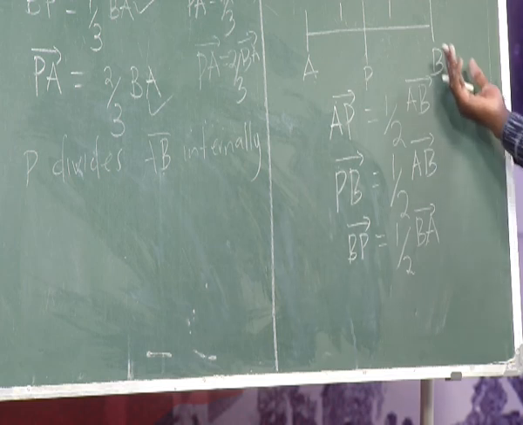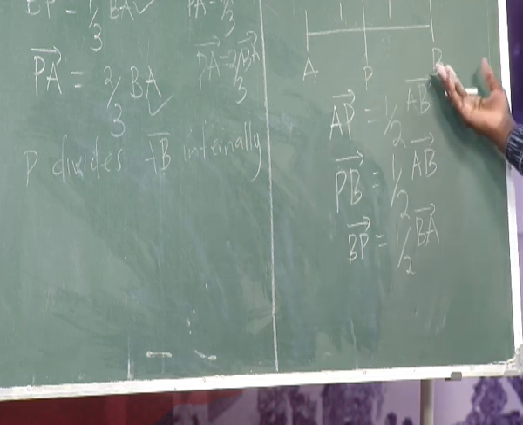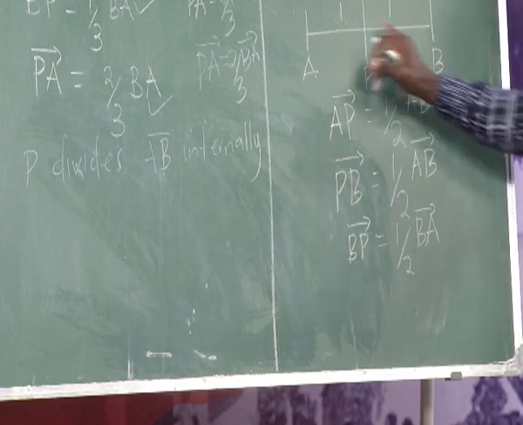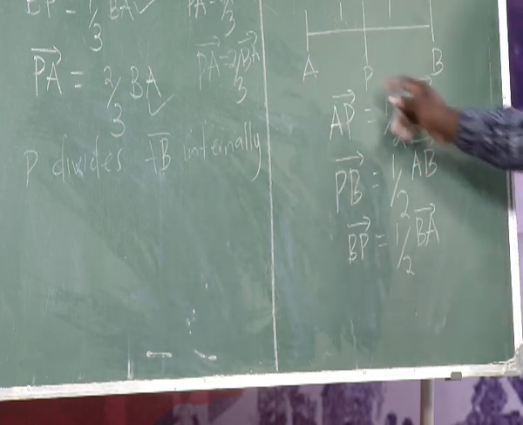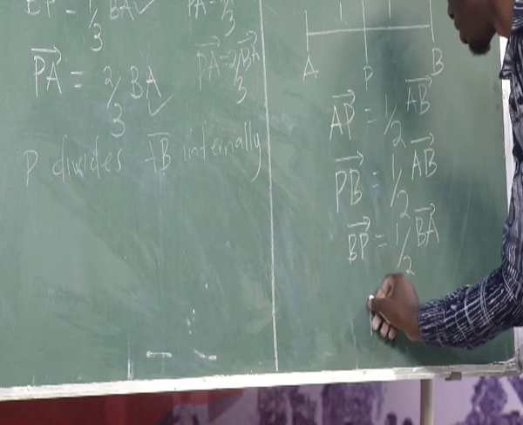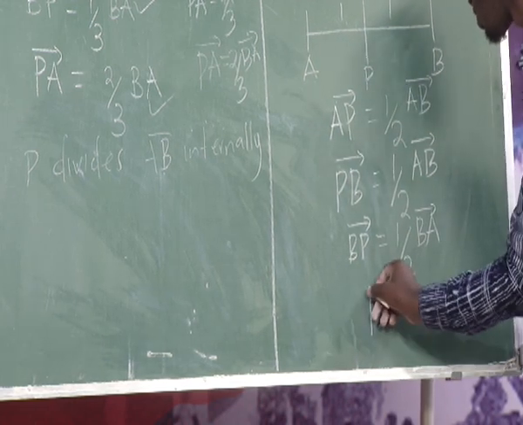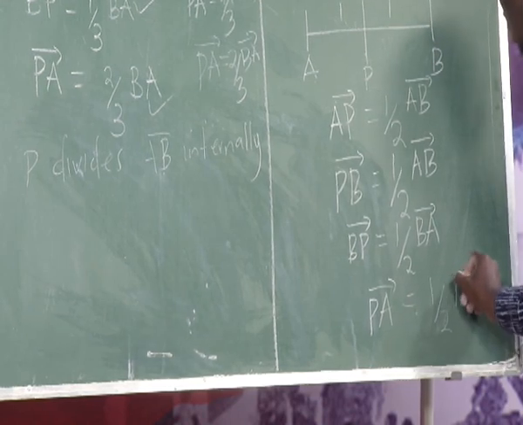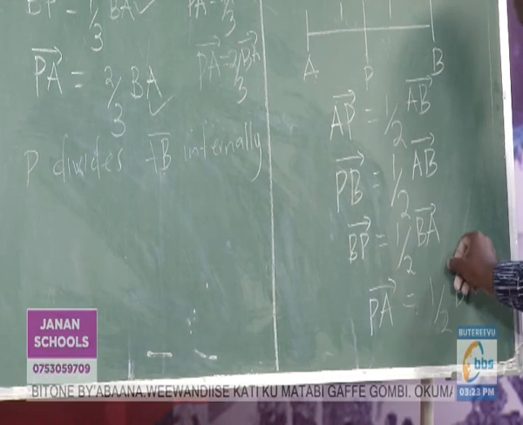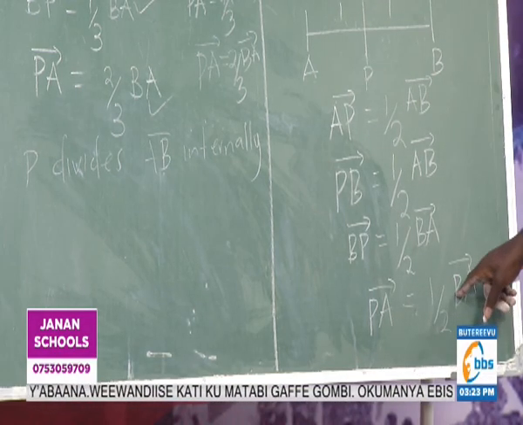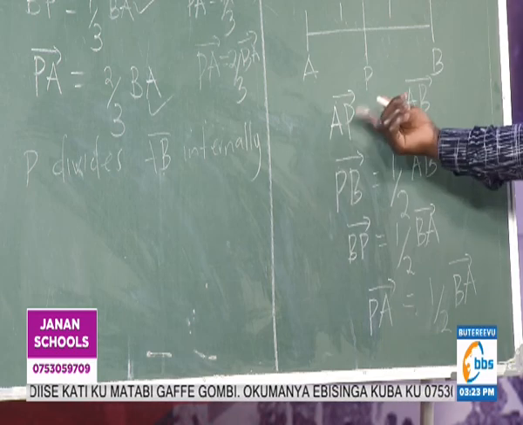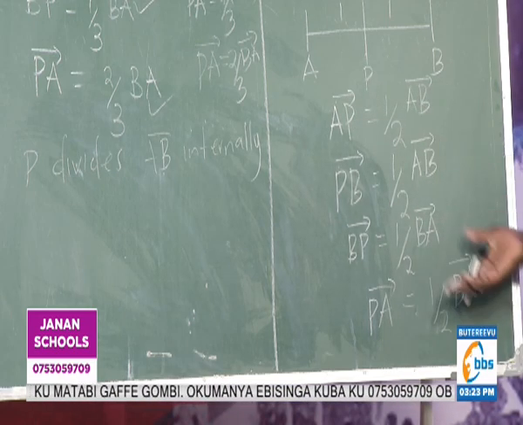If I'm moving from this side and I'm getting BP, I maintain the order, so it now becomes BA. The same thing if I want to get PA. It's still a half of BA. We can still prove PA starting from this, and I've shown you how we can do it. So this is how we work out those numbers.